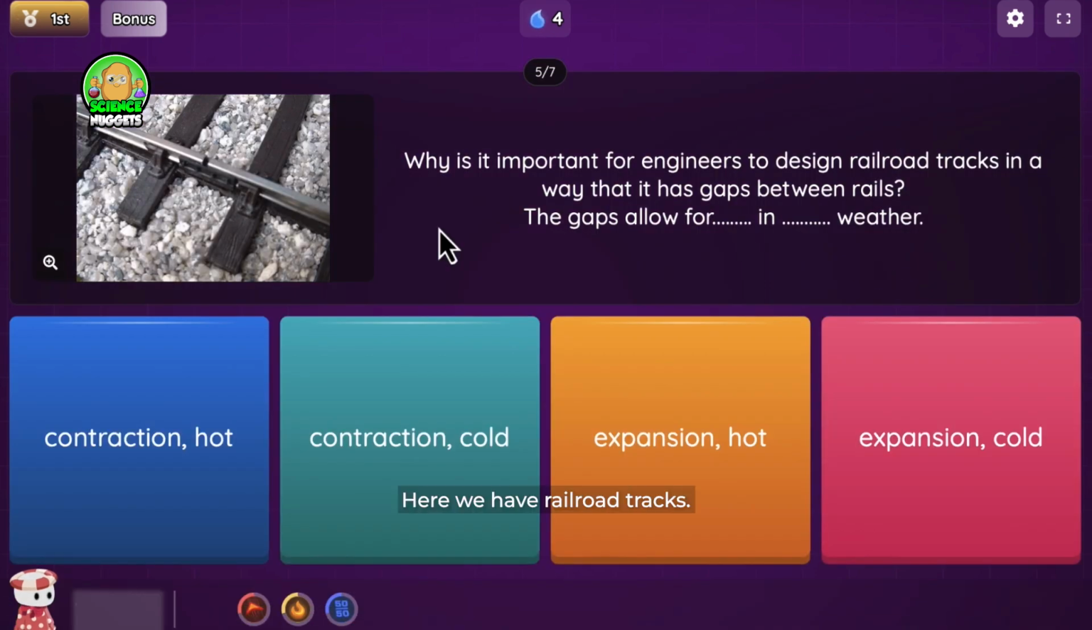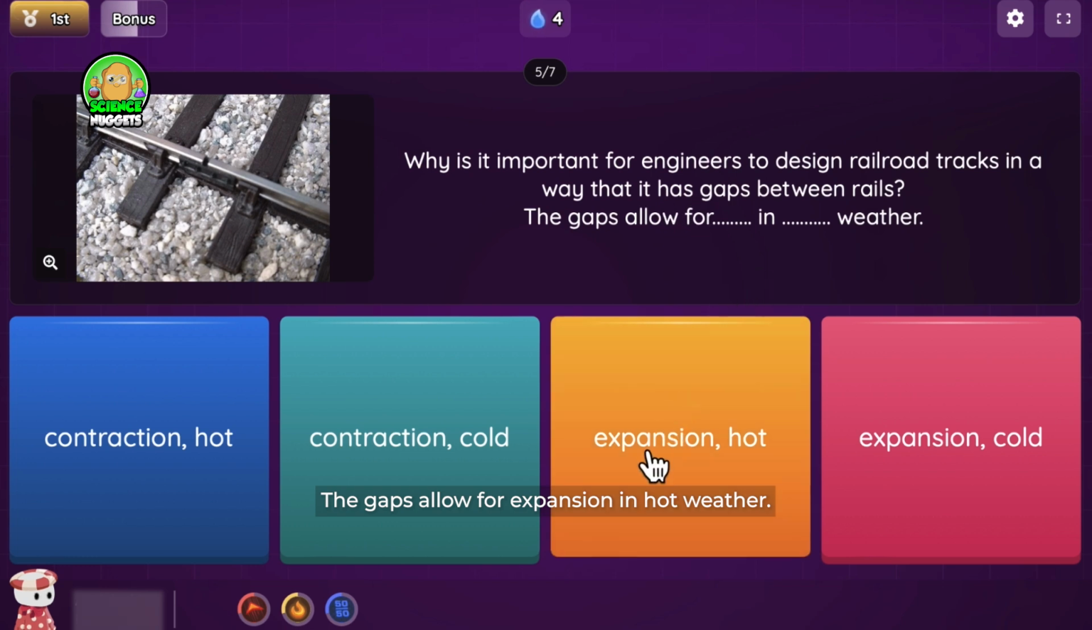Here we have railroad tracks. Why is it important for engineers to design them in a way that it has gaps between rails? The gaps allow for expansion in hot weather.